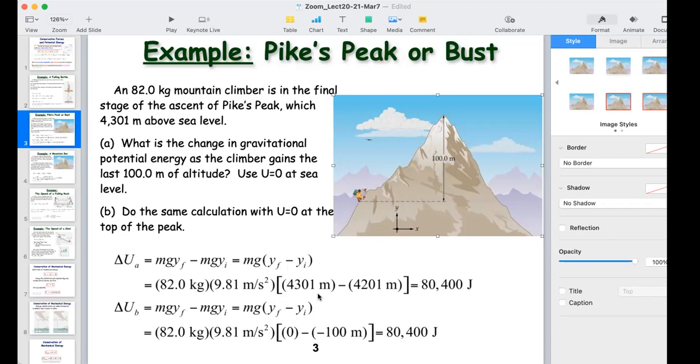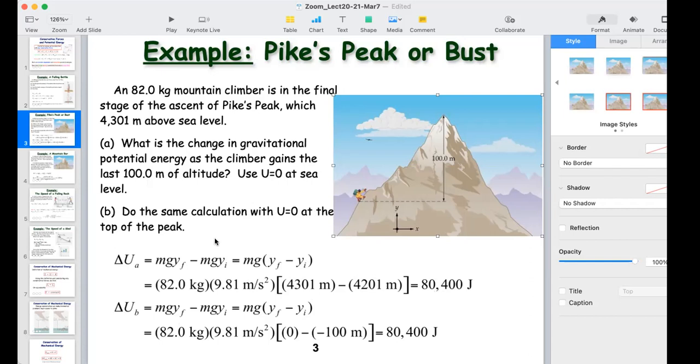Then I know that it gains the last 100 meters, so it means that the final position is 4,301 meters minus the previous position, which is 4,201 meters. But you could have already written 100 meters because this is delta y. So we didn't need to write it in this way. If you do the calculation, you find 80,400 joules.